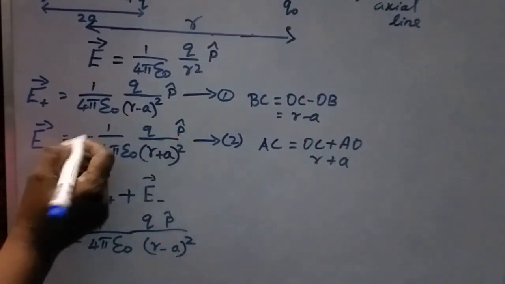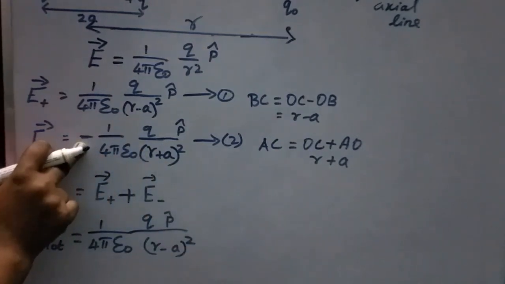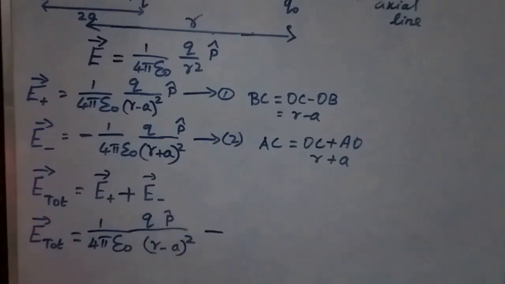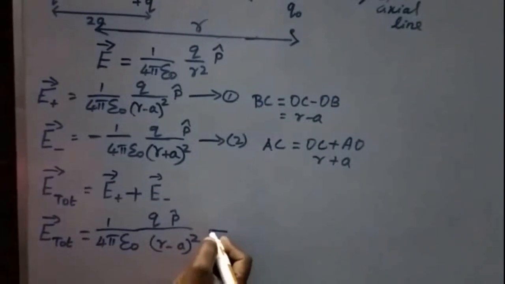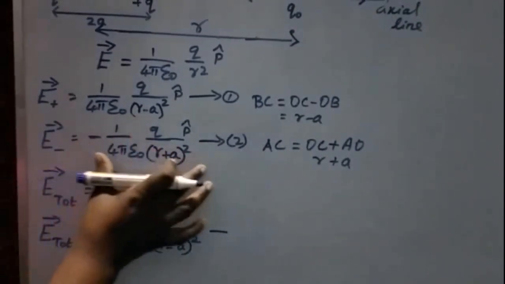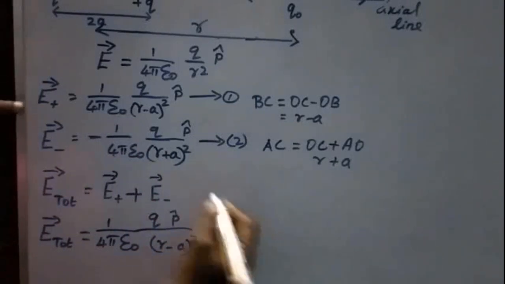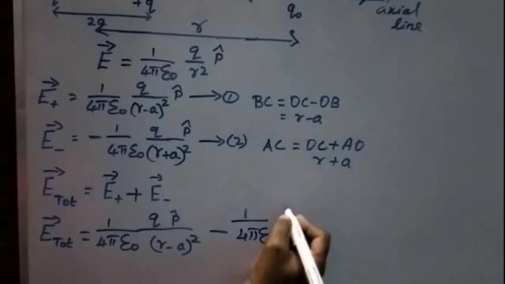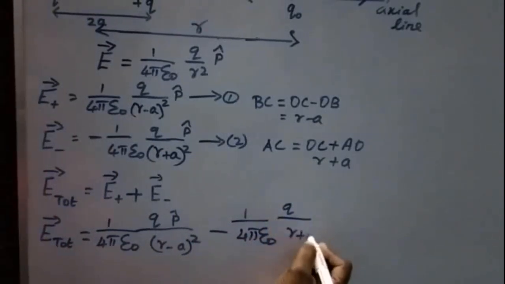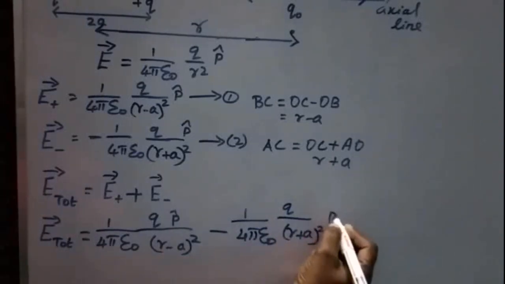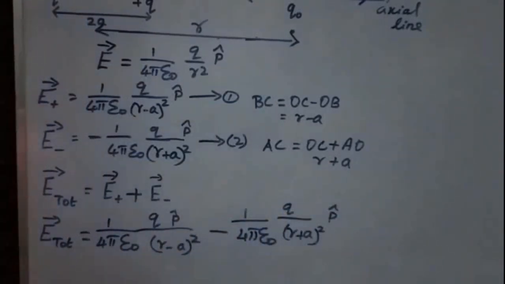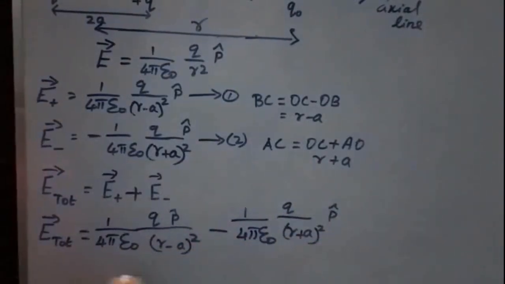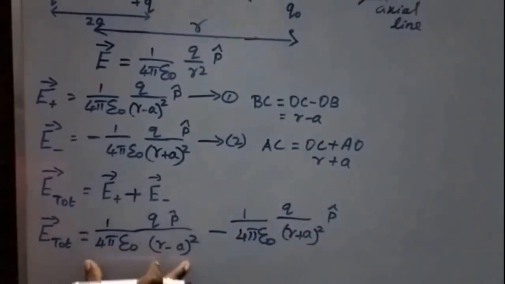In the value of E minus, we have one negative term. So plus into minus, minus. The value of E minus is 1 by 4 pi epsilon 0, q by (r plus a) the whole square into p cap. Now we have two terms. This is one term, this one is another term. We are going to subtract this term from this term.